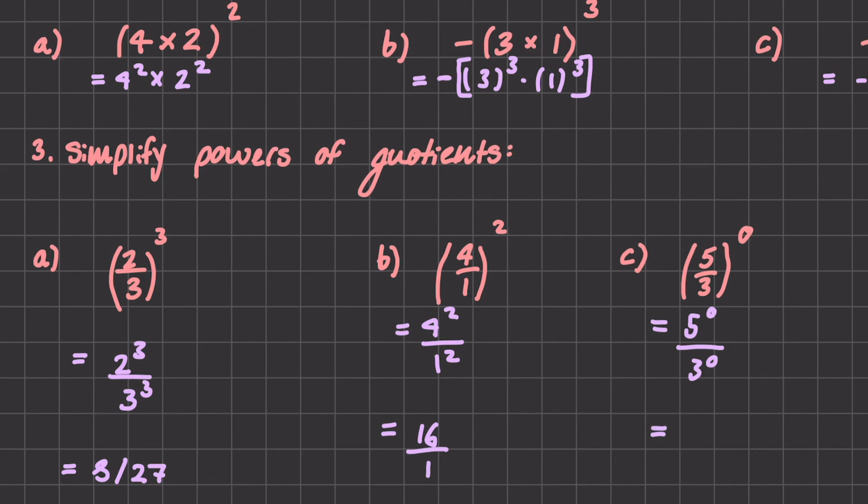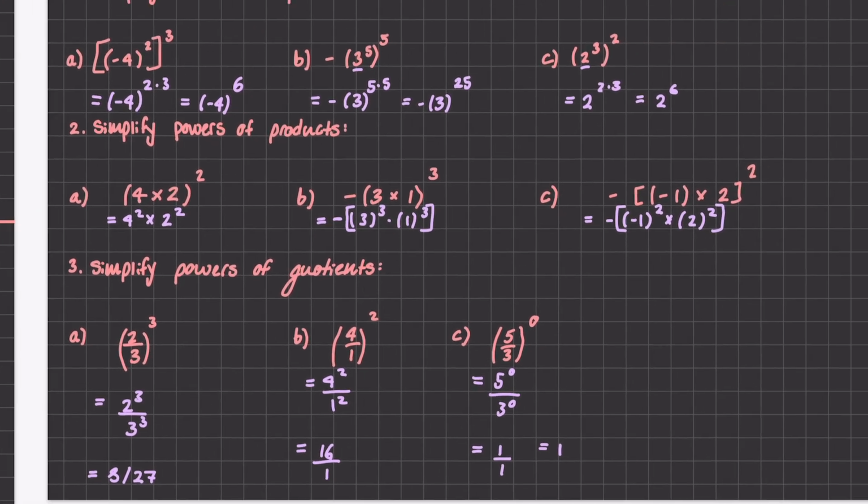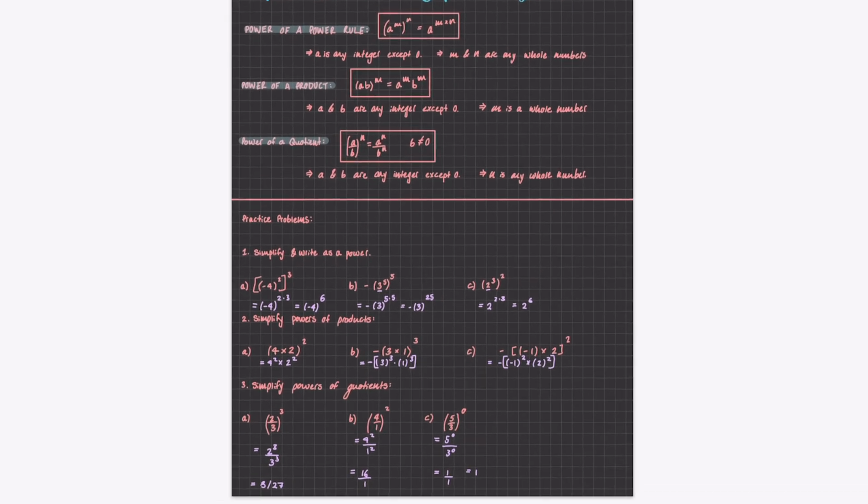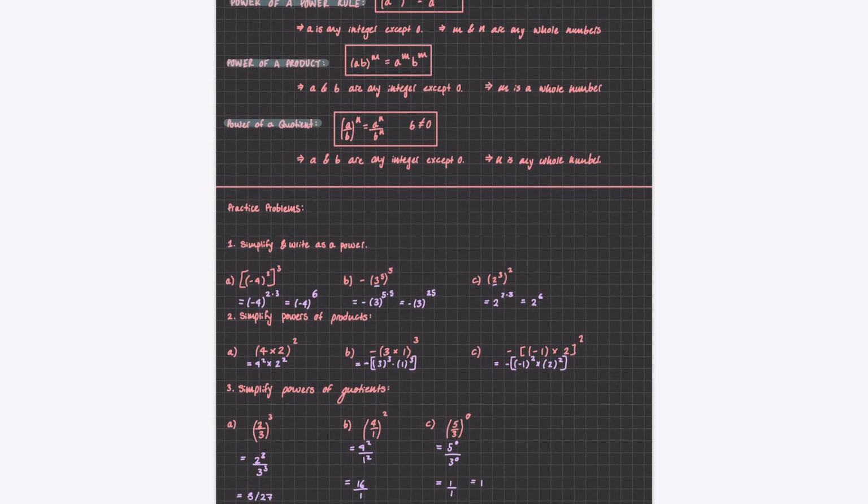And here, remember our previous law that anything raised to the exponent 0 is equal to 1. So here we have 1 over 1, or simply 1. All right, so that was our lesson on Introduction to Exponent Laws with a few examples.